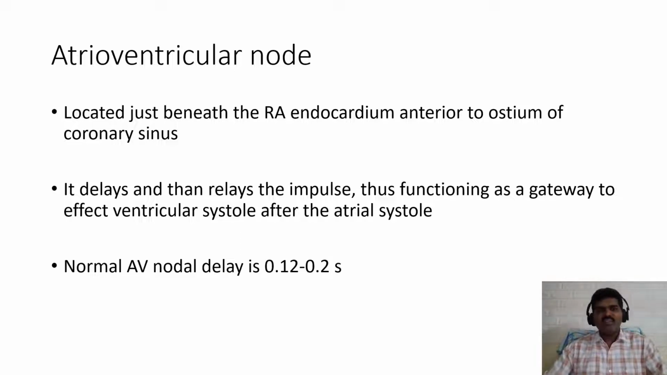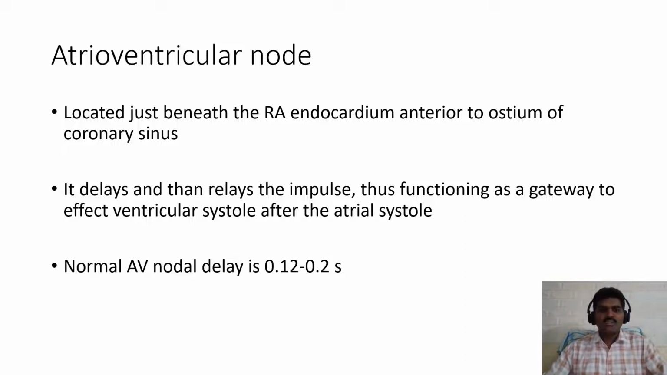As I told, the AV node is also called the gateway in the cardiac conduction system. It is located just beneath the right atrial endocardium, anterior to the ostium of the coronary sinus. As I have been telling, it is the gateway because whatever impulse reaches the atrioventricular node is delayed for some time and then relayed, thus functioning as a gateway to effect ventricular systole after atrial systole.